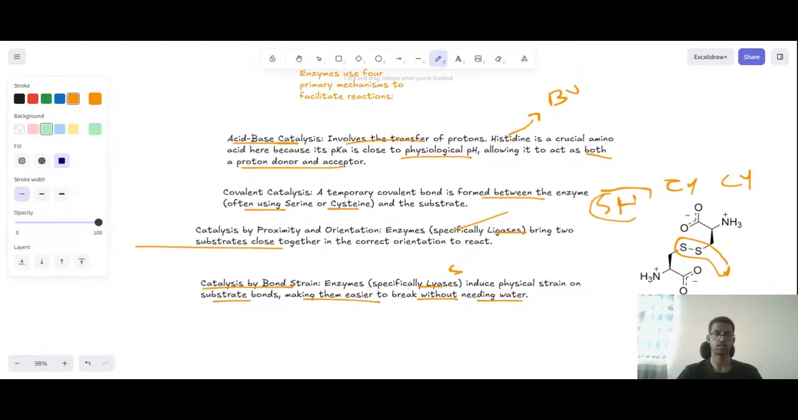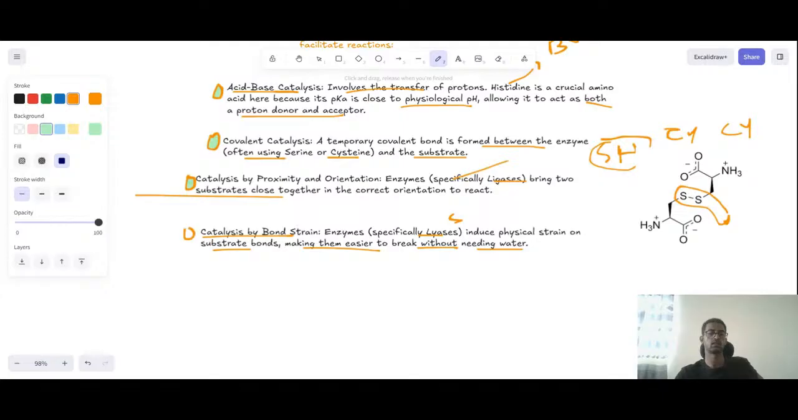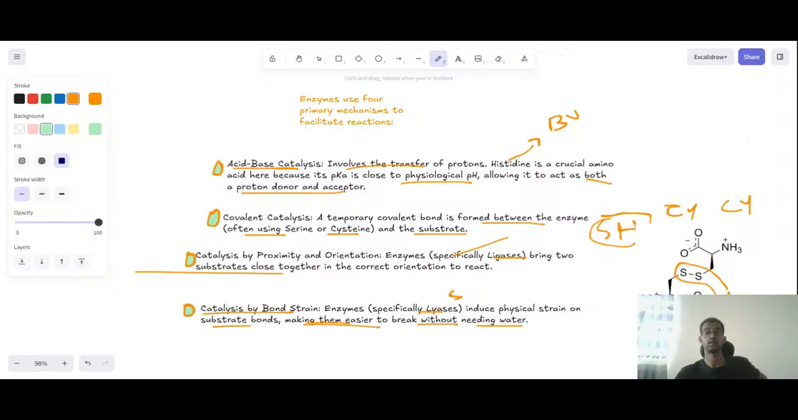So these are four mechanisms. Acid-base catalysis; covalent catalysis, where a covalent bond is formed between the enzyme and the substrate; then catalysis by proximity, where ligases bring two substrates close together in the correct orientation to react; then catalysis by bond strain, where lyases induce physical strain on the substrate bond, making it easier to break. So these are the four mechanisms. This is the high-level overview.